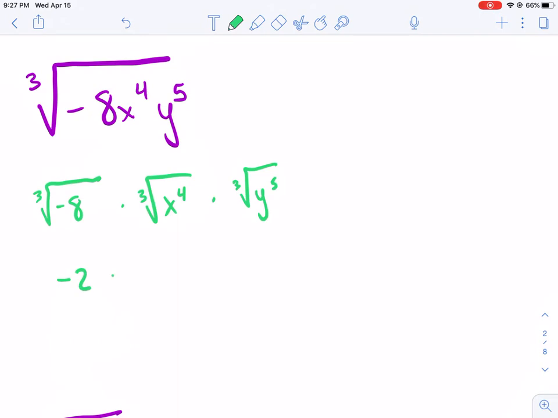Okay? So I'm going to rewrite this just like I did in the previous example. I'm going to write x times itself 4 times. Then I'm going to write times, and then I'm going to do the cube root of y times itself 5 times.